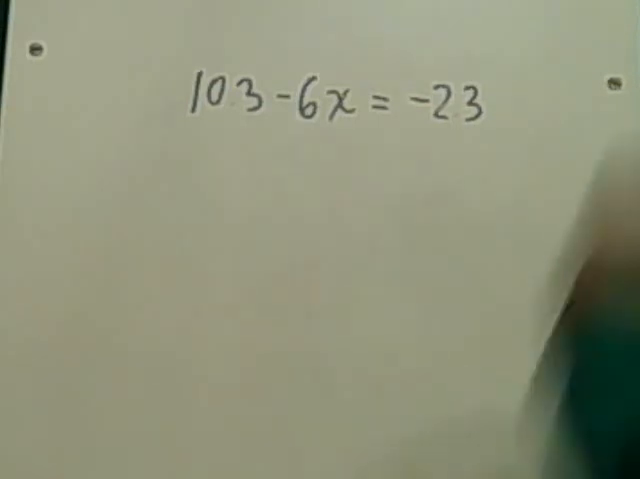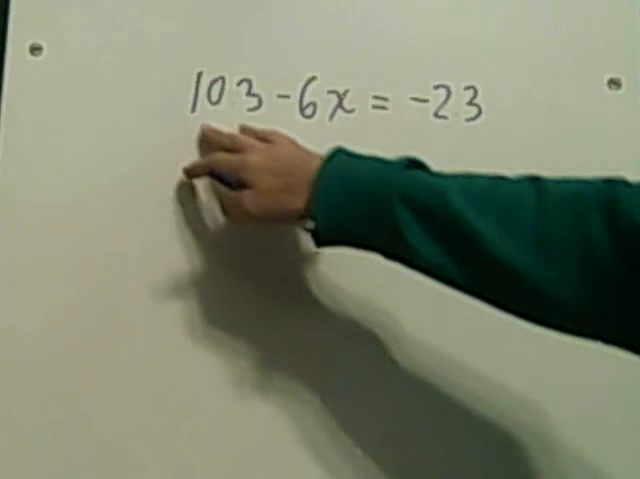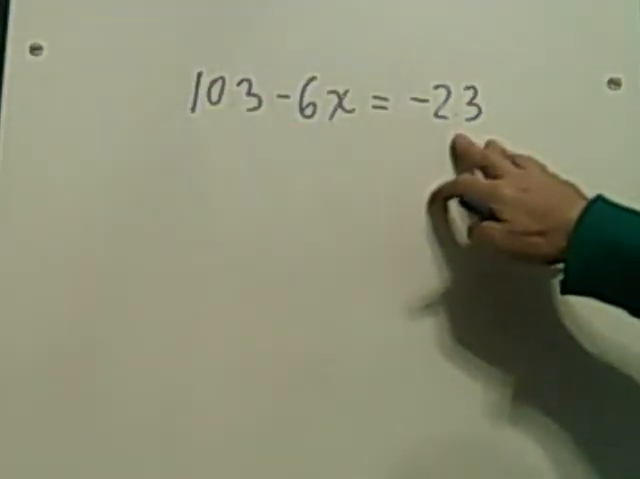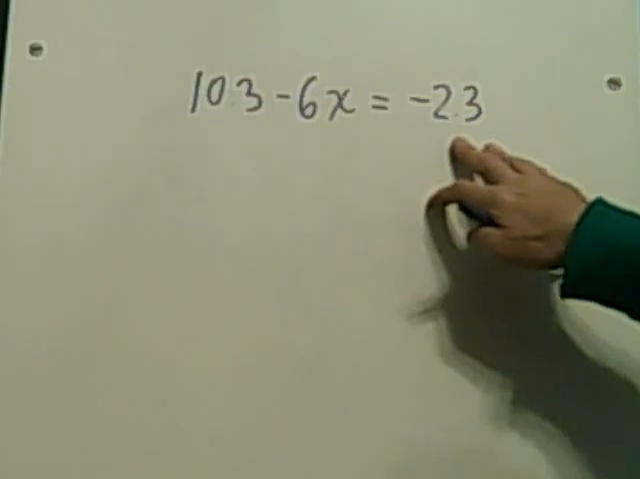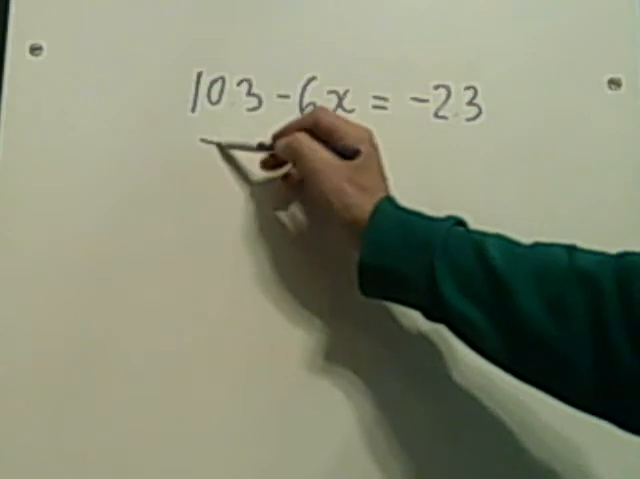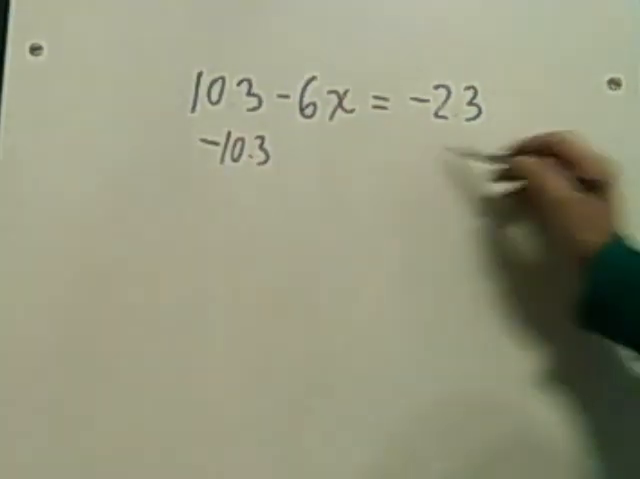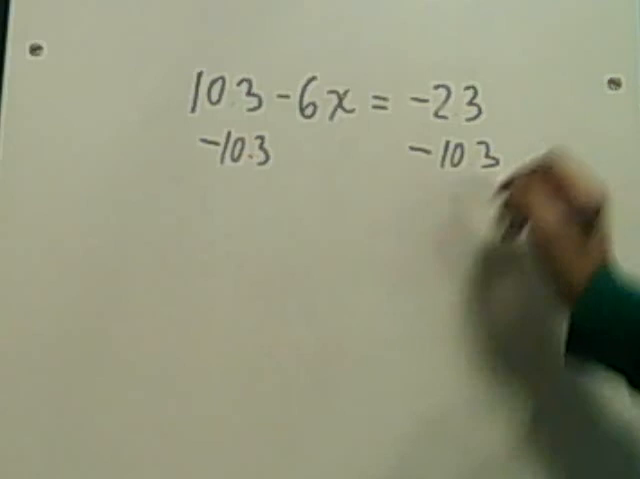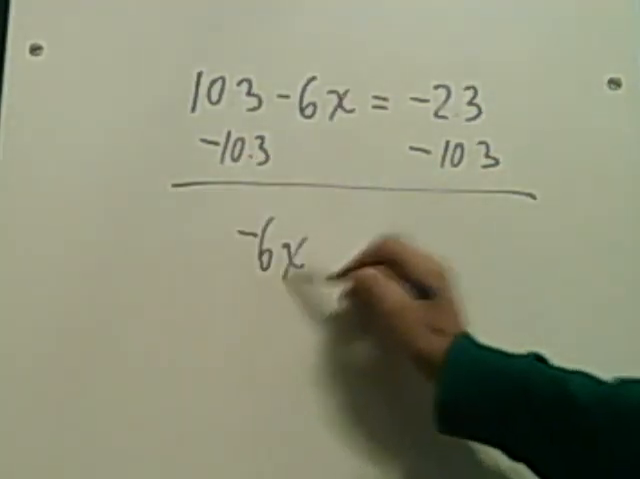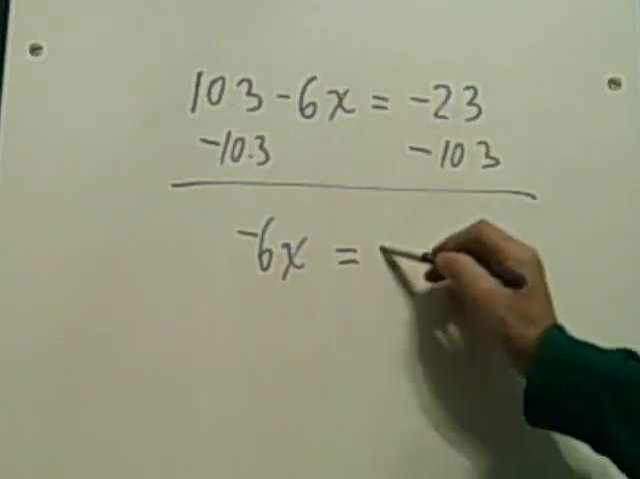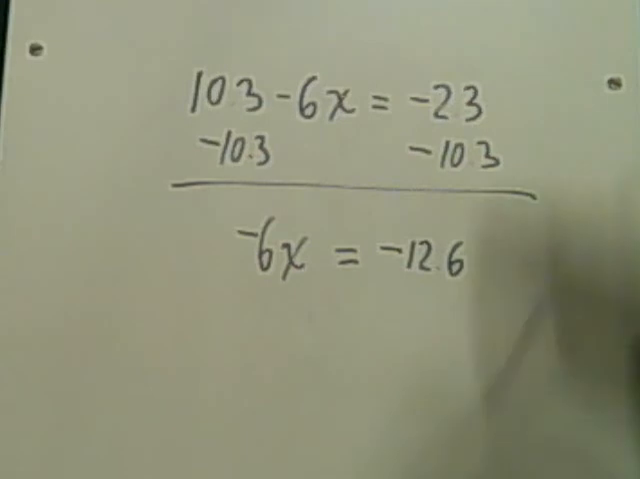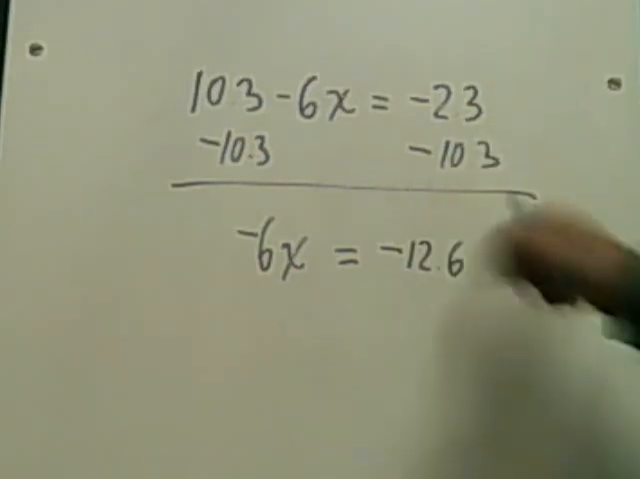Okay, so the first thing we want to do on this one is to get the 10.3 over to the other side. So we're going to subtract 10.3 from both sides. So I could say subtract 10.3, subtract 10.3. Then the equation is going to read -6x. And on this other side, it's going to be -12.6, because I'm going to add these two negative numbers. That's going to give me -12.6.